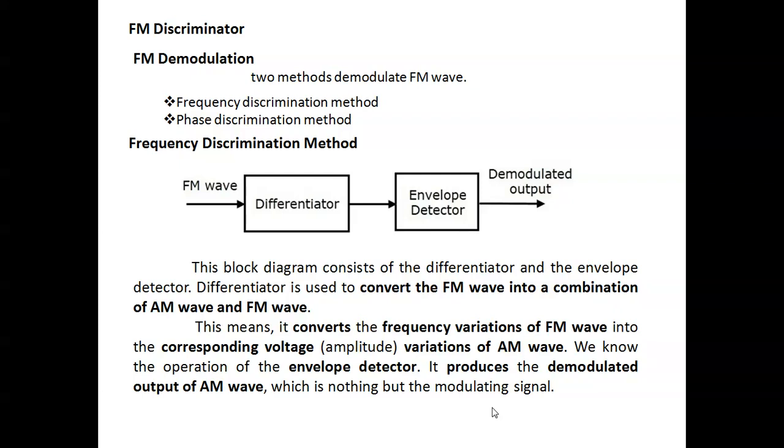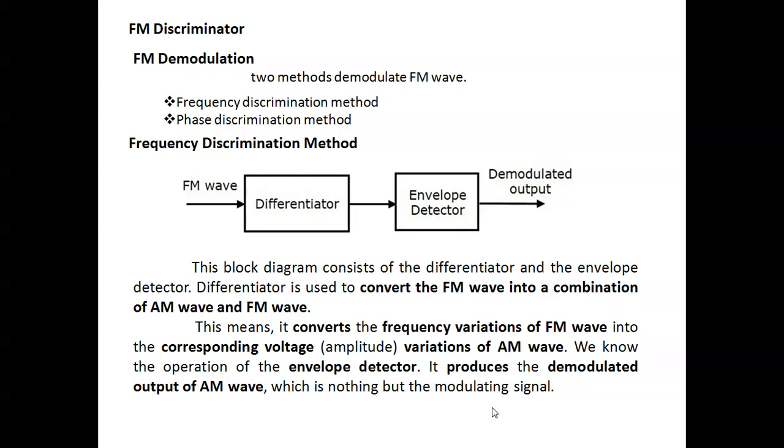So the frequency discrimination method. It has a diagram showing an FM wave, discriminator, differentiator, envelope detector, and demodulated output. So these components are present in the frequency discriminator. In the block diagram, if you are applying an FM wave, what is a discriminator or demodulator? A discriminator or demodulator is nothing but the opposite of modulation.